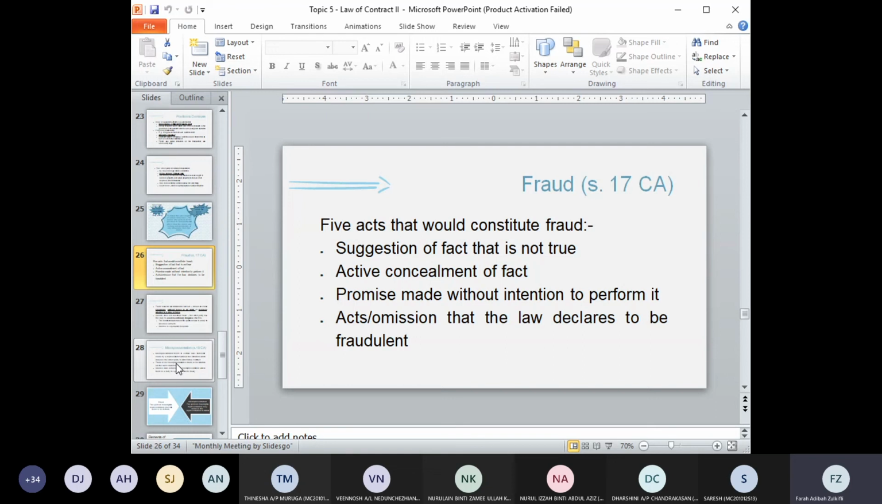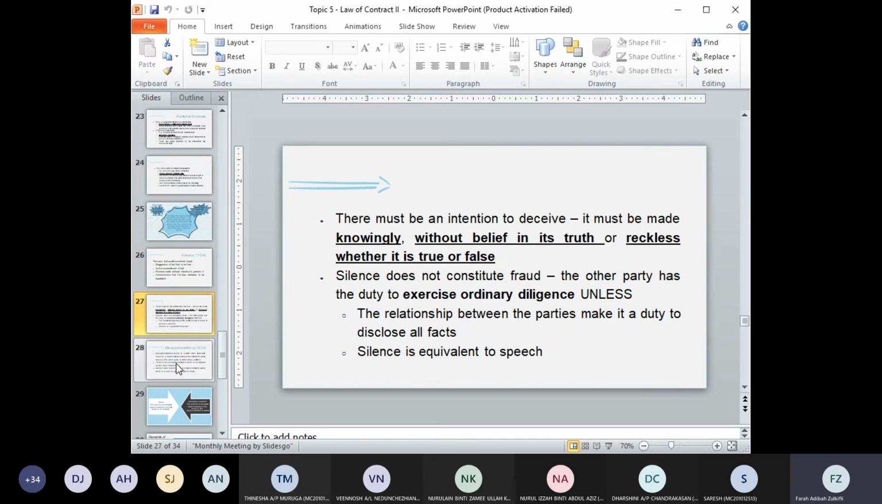This is not fraud because, as I said, silence is not fraud. But if B is A's daughter, and B has just come of age, so B used to be a minor and has just turned 18, then there is a relationship between the parties that makes it a duty for the father to tell the daughter that the horse has some problem. So in that situation, if the father does not tell the daughter about the problem with the horse, it will become a fraud.